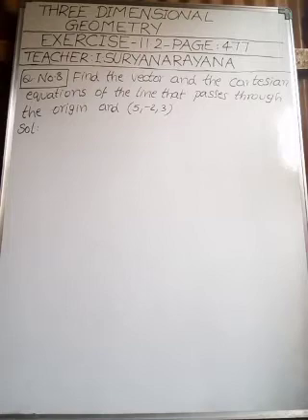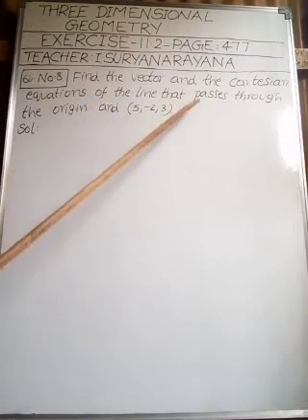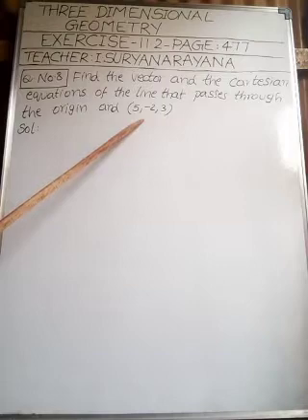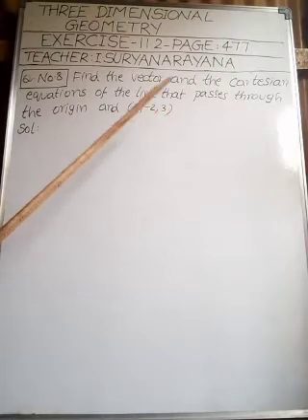Now come to question number 8. Next question in the exercise. Question number 8. Find the vector and Cartesian equations of the line that passes through the origin and the ordered triplet (5, -2, 3). Understood this question, my children?